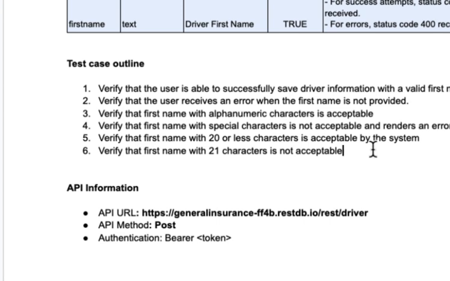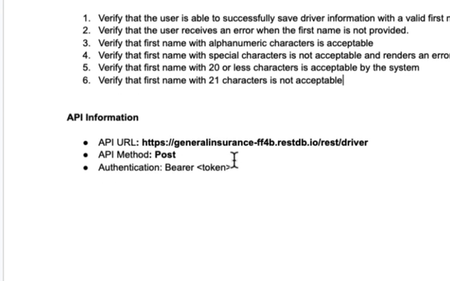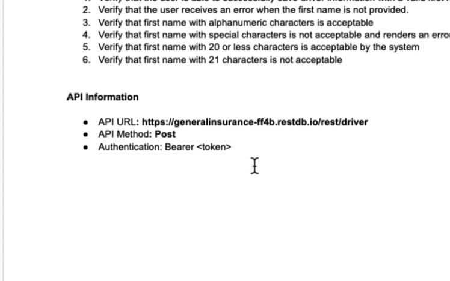I would create my test case outlines based on the requirements, and then I would also gather any information. For example, I need the API URL, I need the method, and I need the token. So I also might need other information, for example, the data and stuff.